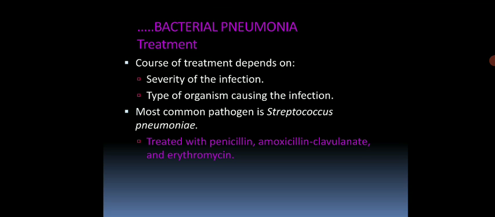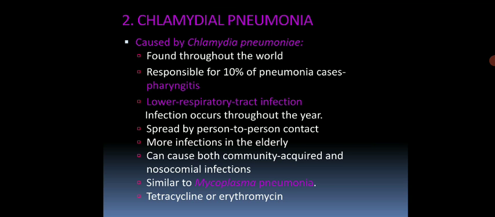In case of treatment, the course of treatment depends upon the severity of infection as well as the type of organism causing infection. The most common pathogen is Streptococcus pneumoniae, and it is treated with penicillin as well as amoxicillin-clavulanate and erythromycin. So these are the choice of drugs for treating Streptococcus pneumoniae. Then chlamydial pneumonia is caused by Chlamydia pneumoniae and found throughout the world. It is responsible for 10% of pneumonia cases, of pharyngitis and of lower respiratory tract infection.